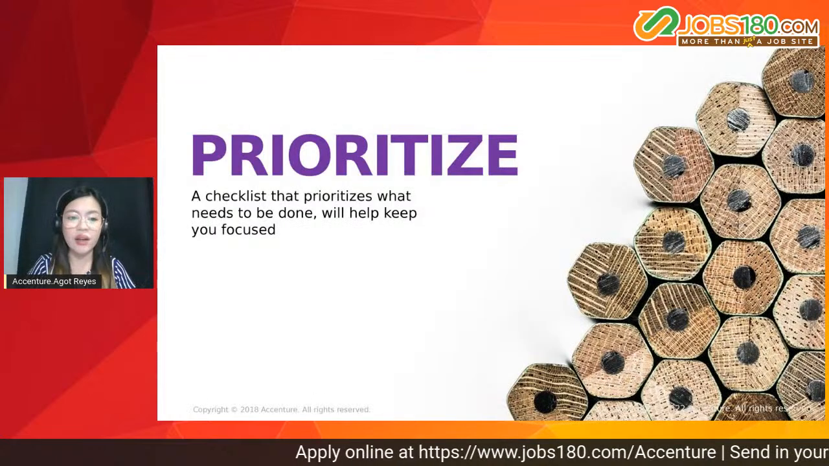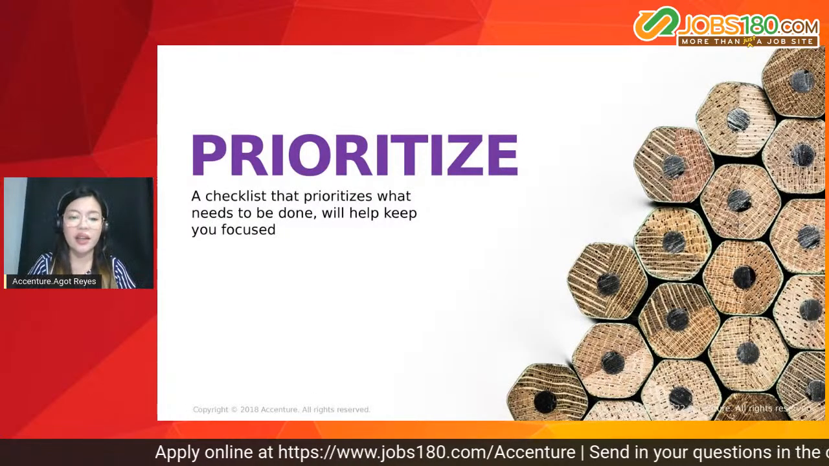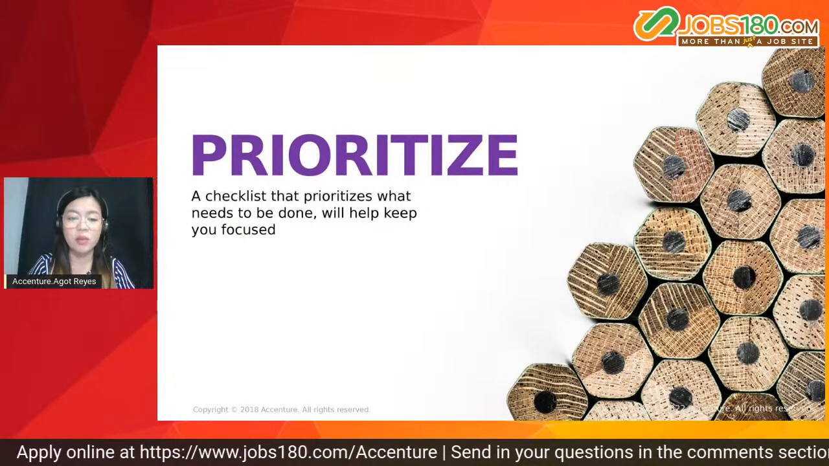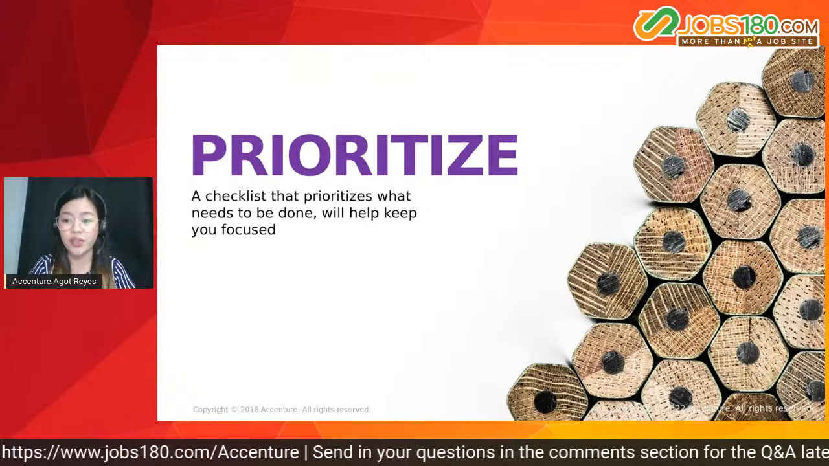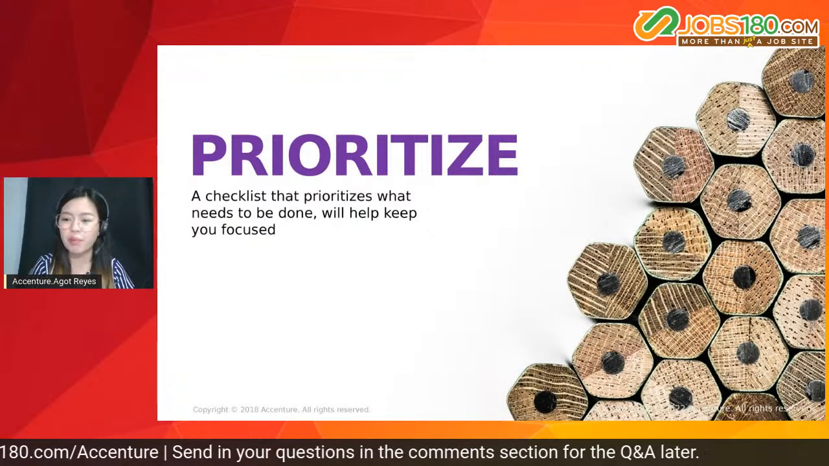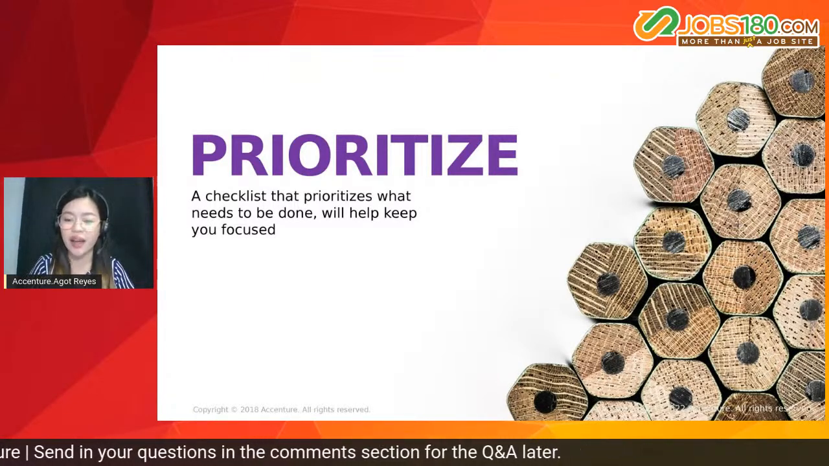Ayan. So second is prioritize. A checklist that prioritizes what needs to be done will help you keep focused. Okay. And I hope most of the people here who are in this call have a note on their side now.